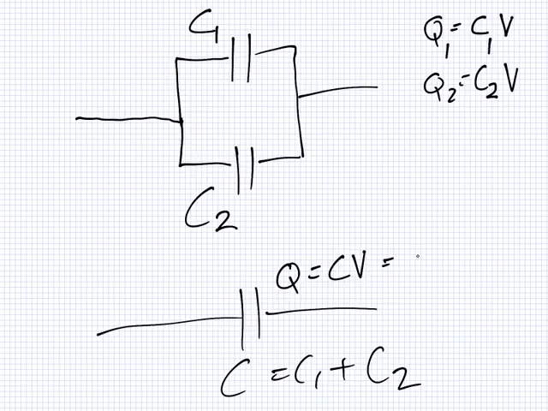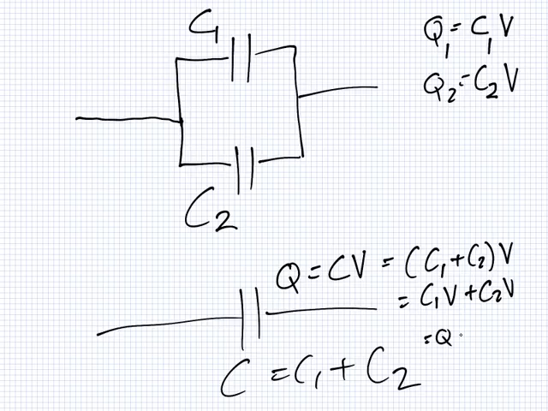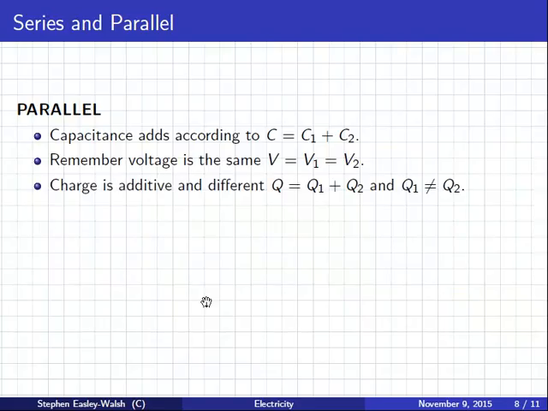Now, if you look here, the Q is equal to CV. What's the C? C1 plus C2, times V, which is equal to C1V plus C2V. But what's C1V? It's Q1. So in other words, my point is that the charges also add. So Q equals Q1 plus Q2. So my next point is that the charges add as well. If you can make note of that: Q1 and Q2 add also.